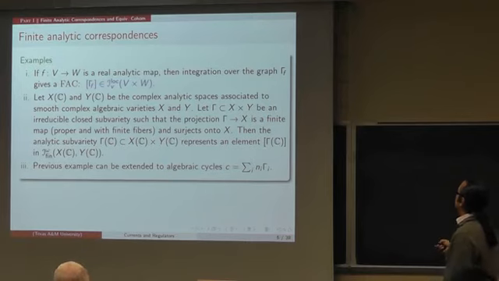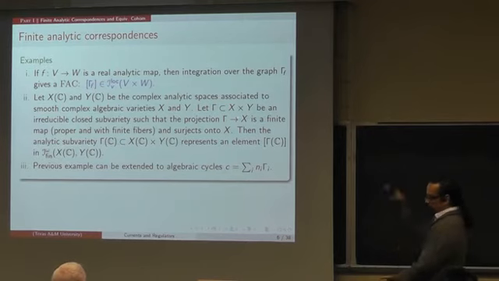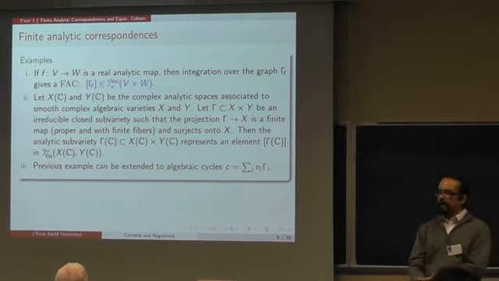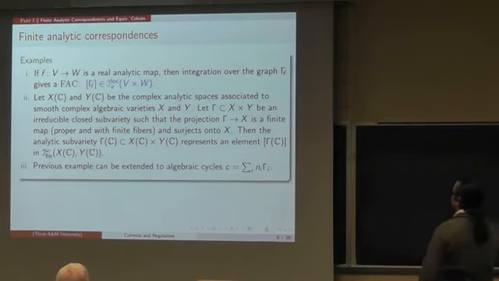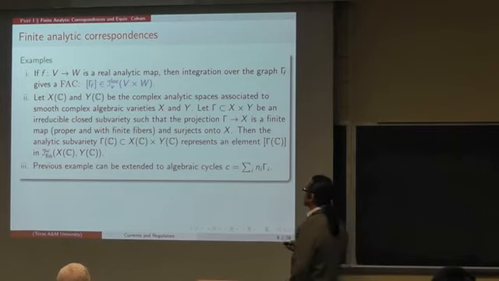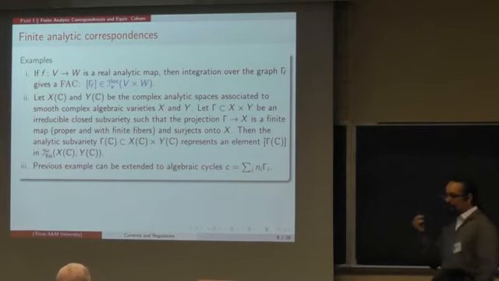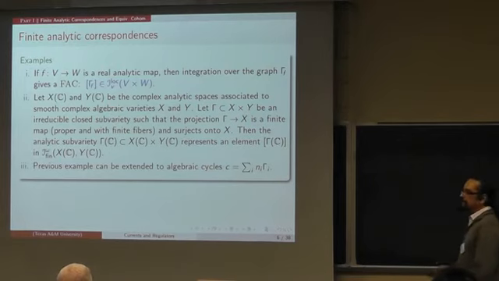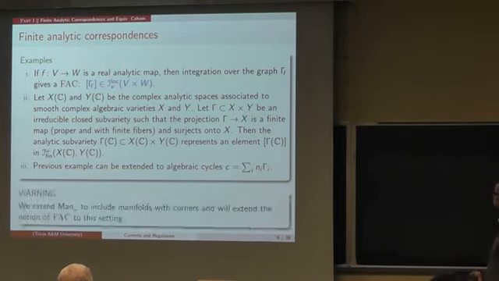Anyway, if you have such a closed subvariety of the product that is finite in the algebraic geometric sense over X, and you look at the analytic subvariety associated to that, it also represents an element that lives in the space of currents that I call finite analytic correspondences. Of course, these spaces are always oriented universally if you make one choice of square root of -1. And so you can extend this type of example for more general algebraic cycles. I'll leave to you how to define that.